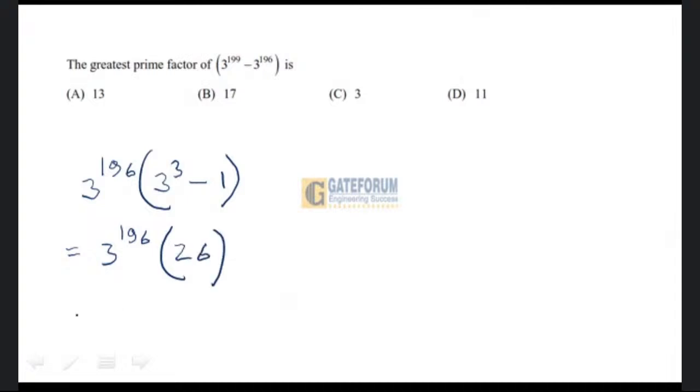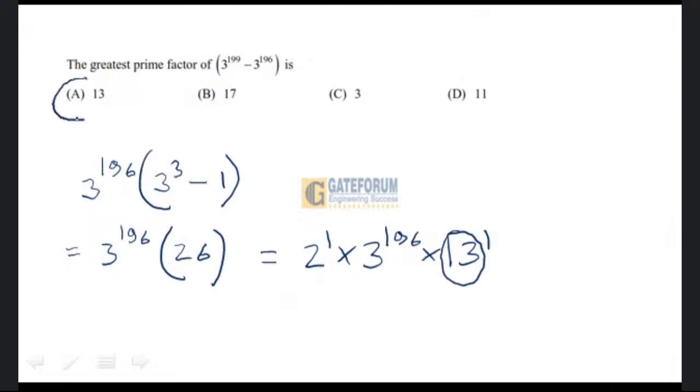So basically, this whole thing becomes, since 26 is 2 into 13, 2 to the power 1 into 3 to the power 196 into 13 to the power 1. These are the prime factors. And the greatest prime factor is obviously 13. So the answer would be option A, that is 13. Very simple sum.